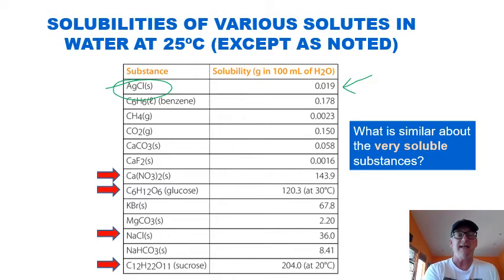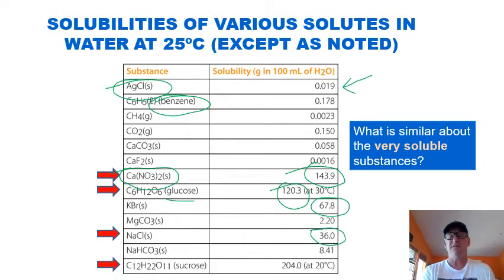We can see that benzene, as I mentioned before, is a very nonpolar molecule, not terribly soluble in water. You can get very, very little of it to dissolve. You can get some of it to dissolve, but not very much. Now look at some of these other ones. We've got calcium nitrate, really soluble. You've got glucose, very soluble. Salt, in both potassium bromide and sodium chloride. You see potassium bromide's even a little more soluble. And sucrose, very, very soluble.